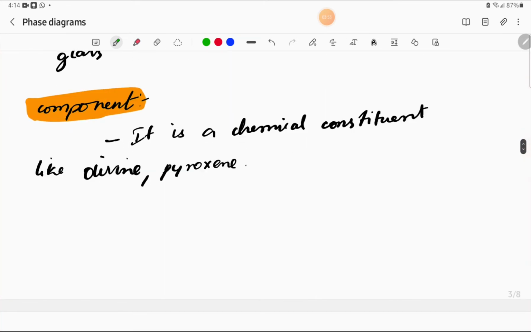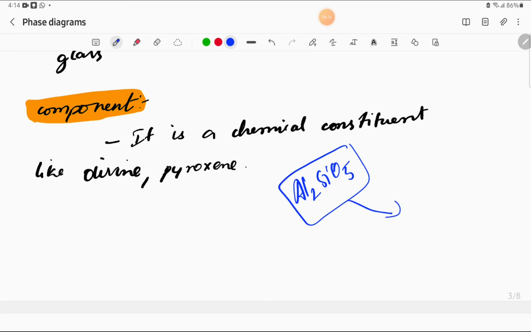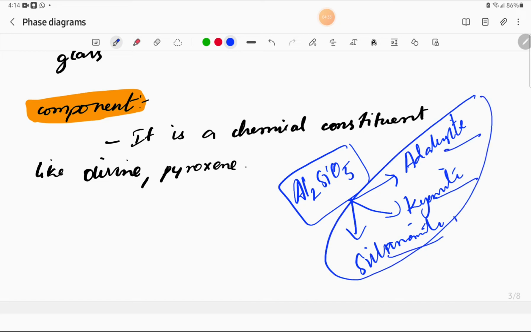Next is component. It is a chemical constituent like olivine and pyroxene. See, for example, let us consider Al2SiO5. It has three polymorphs. One is andalusite, kyanite, and sillimanite. Okay, although they have the same chemical formula, they form at different temperature and pressure.